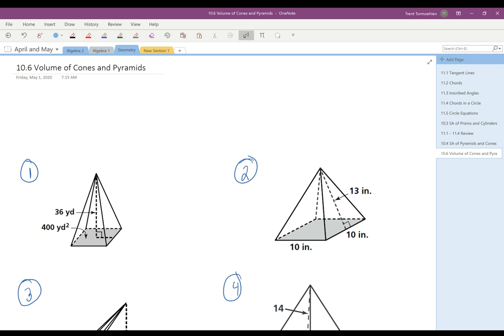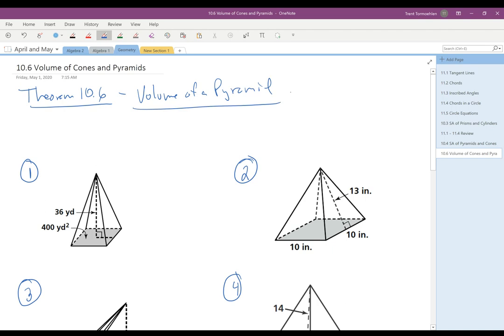Okay, so in 10.6, we're looking at the volume of cones and pyramids. And so when we do these, first off, the basic formula for volume is very similar to that of a prism and a cylinder. And so our theorem 10.6 says the volume of a pyramid is simply going to be 1/3 the area of the base times the height.